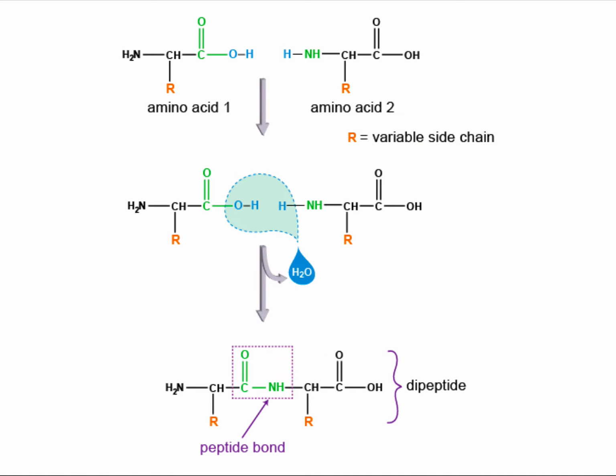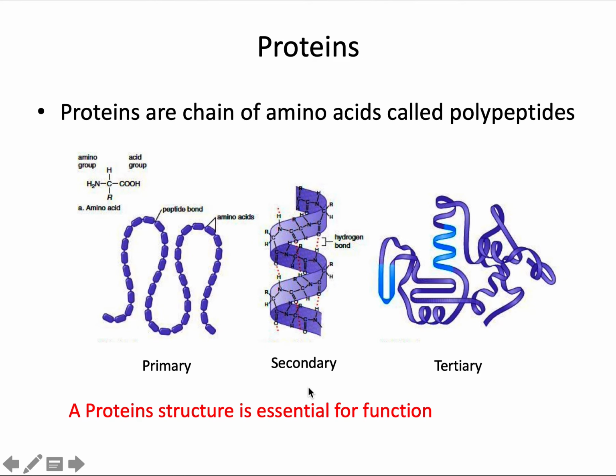Amino acids join together to form a peptide bond by the process of dehydration synthesis. So water is removed, you have the OH and the H that are removed, and then you have the NH and the C double bond O coming together to form a peptide bond. So this is an example of a dipeptide. You could have several of them coming together to form a polypeptide.